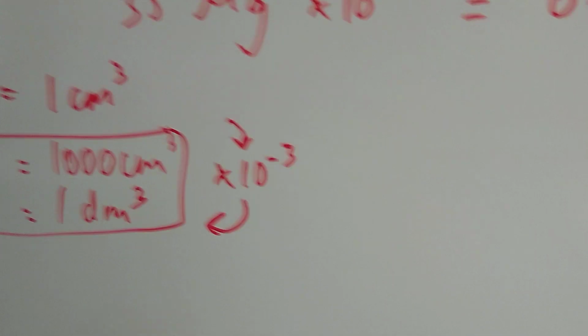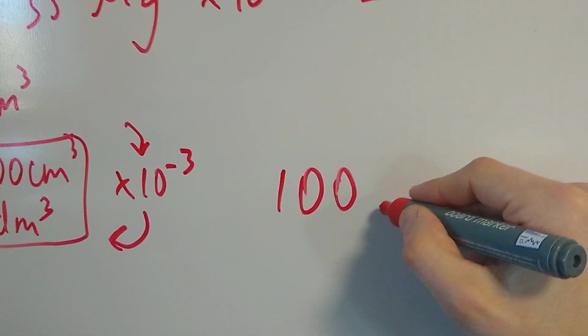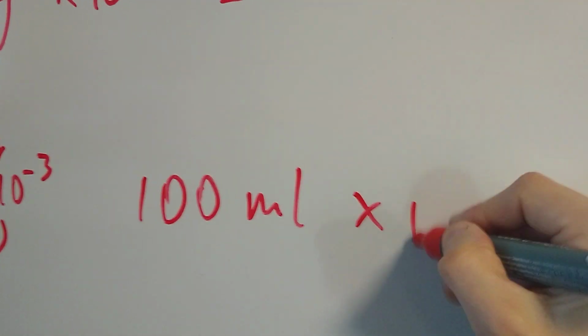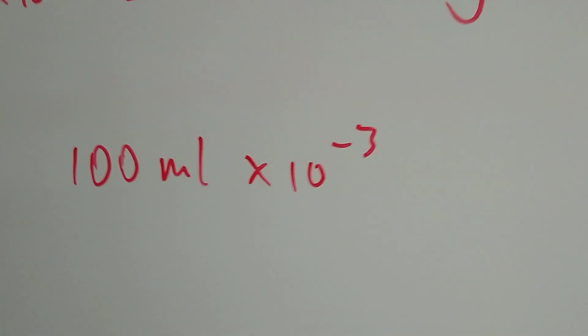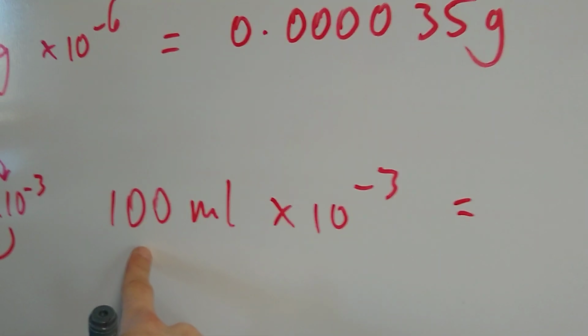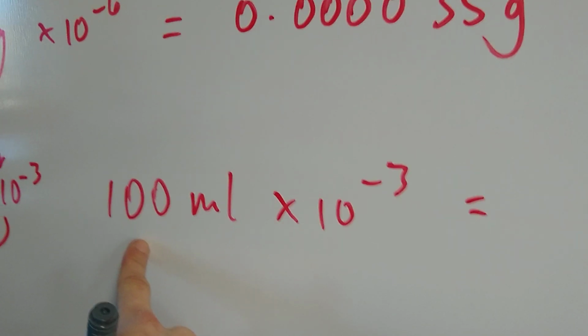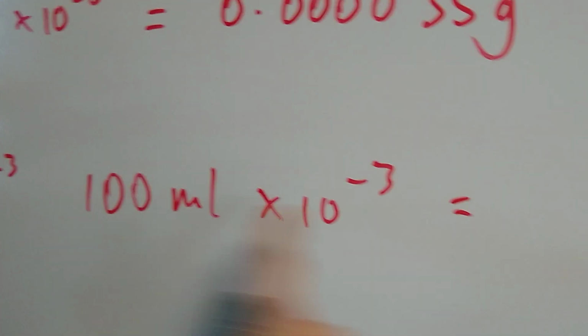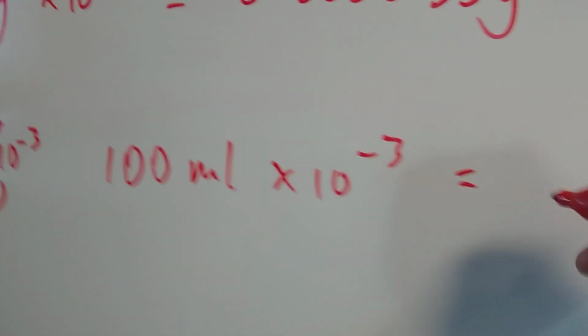So we've got 100 milliliters. If we times that by 10 to the minus 3, that is going to give us our answer in decimeters cubed. So if we know a liter, 1,000 milliliters, is 1 decimeter cubed, you should be able to see without doing too much maths really, that's going to be 0.1.